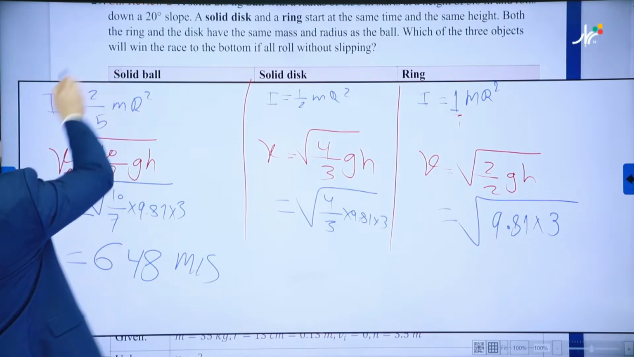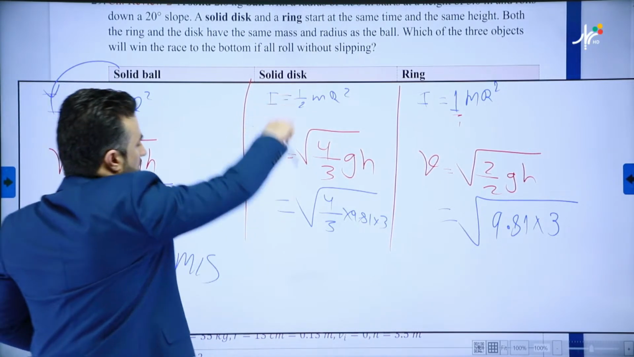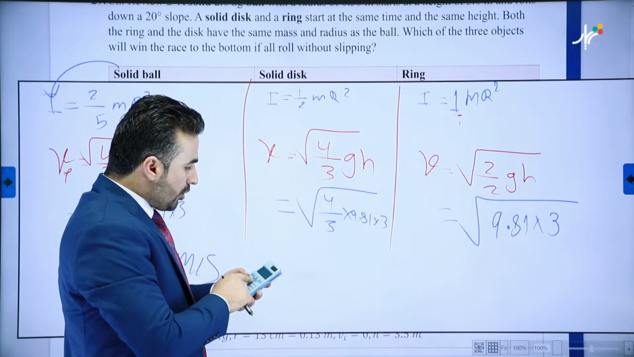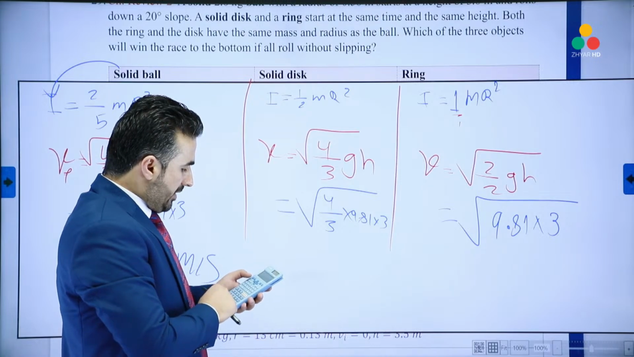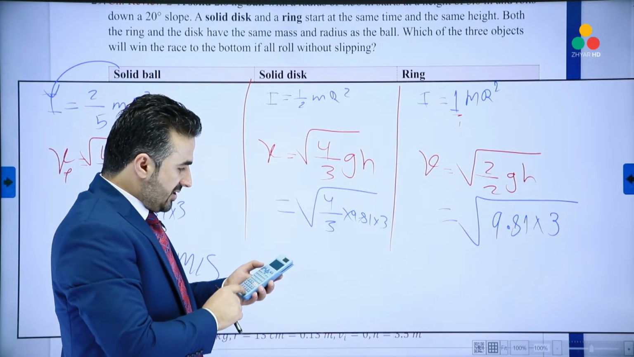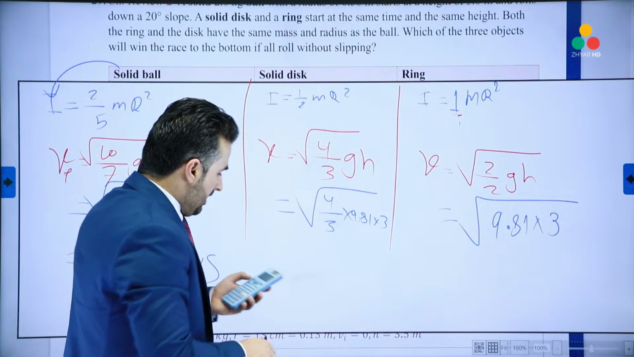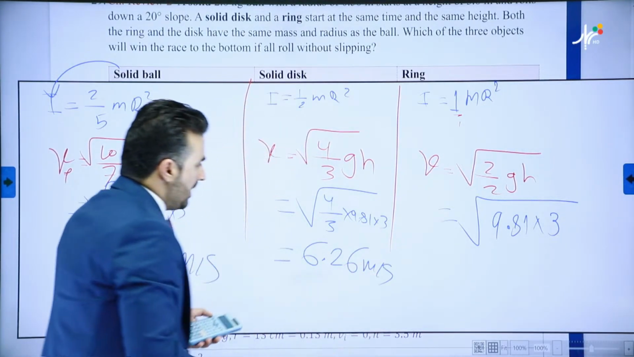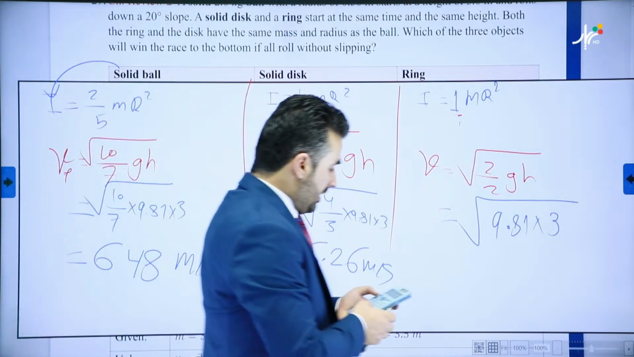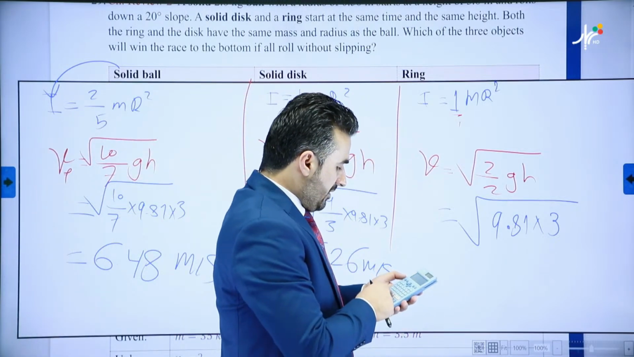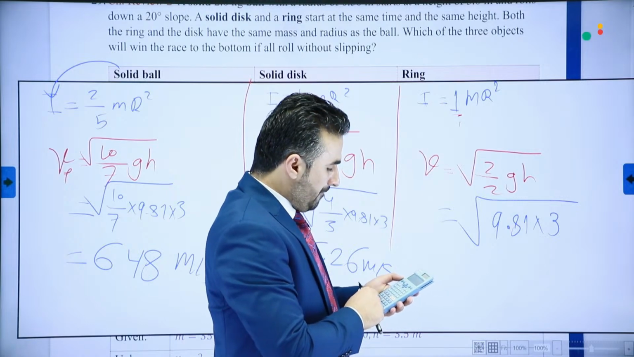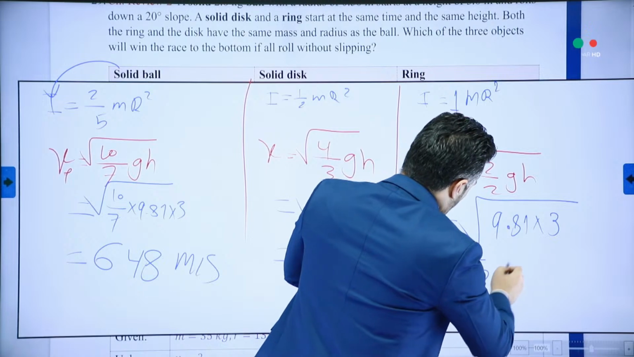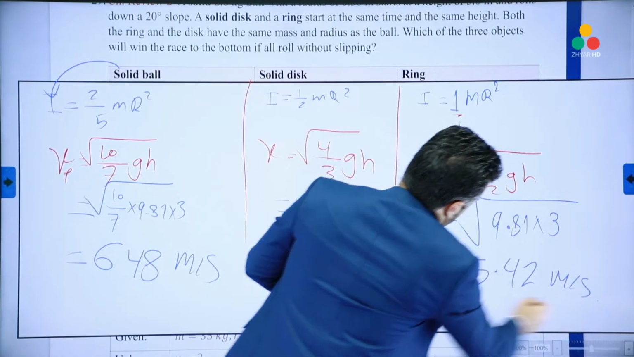And then as for the solid disc, that is 4 over 3 multiplied by 9.81 multiplied by the height, which is 3 again. The answer will be 6.26 meter per second. And then for the ring, square root of 9.81 multiplied by 3. We'll get a total of 5.42 meter per second.